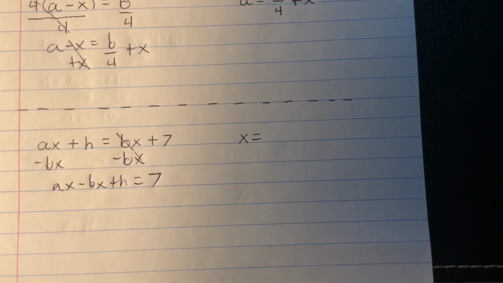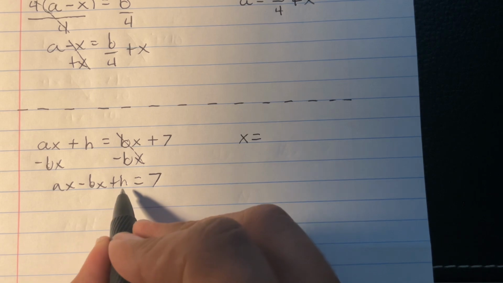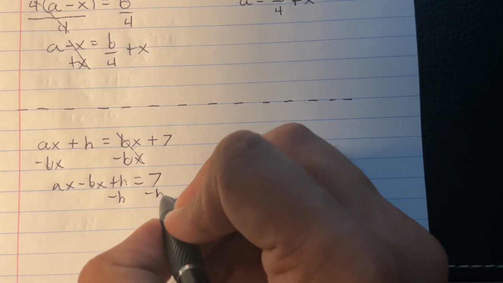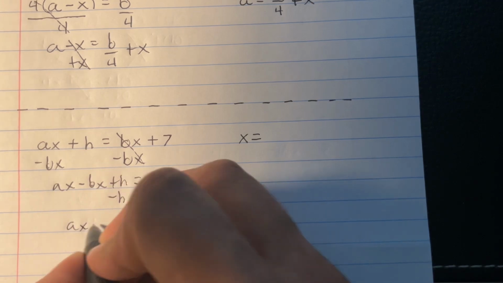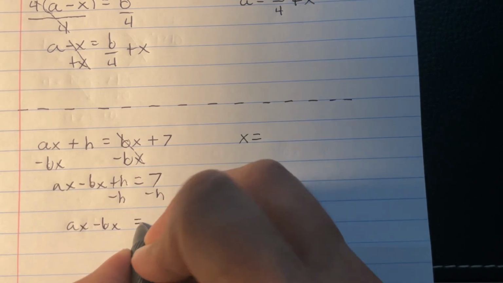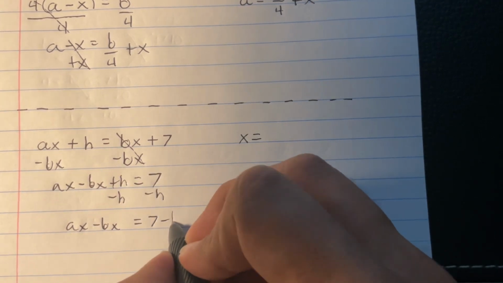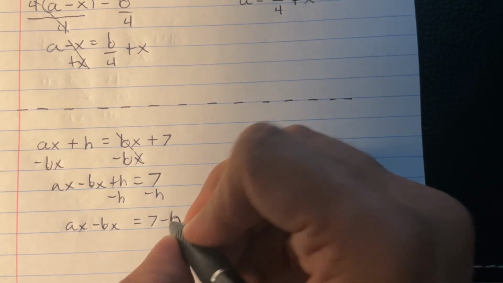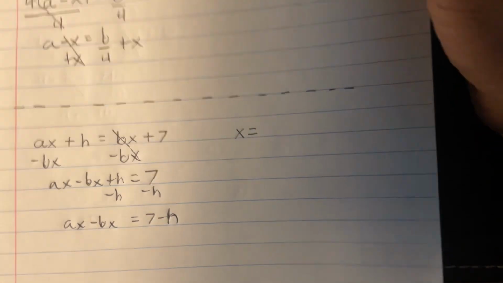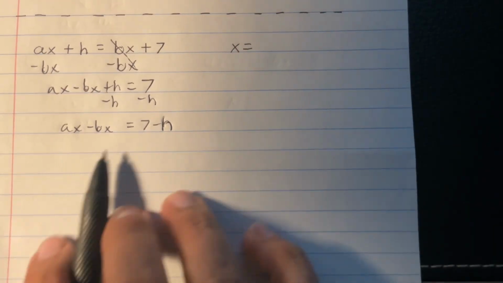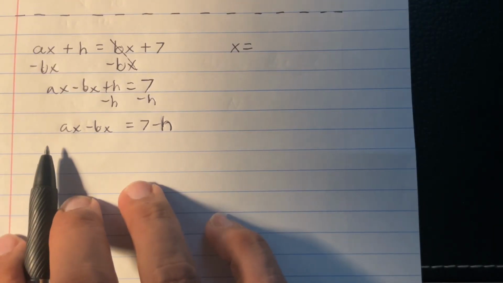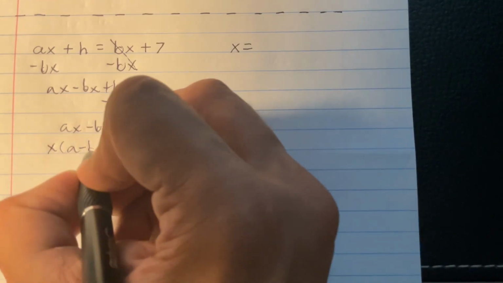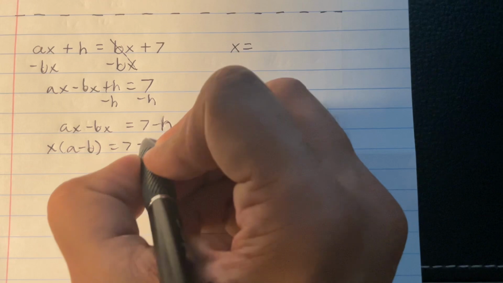Okay? So I'm going to get rid of the h to leave the x's by itself, so I'm going to do minus h. So I still have ax minus bx equals 7 minus h. Then I have to factor out the x on this side, which means I'm doing the reverse distributive property, leaving the x on the outside and leaving a minus b on the inside.